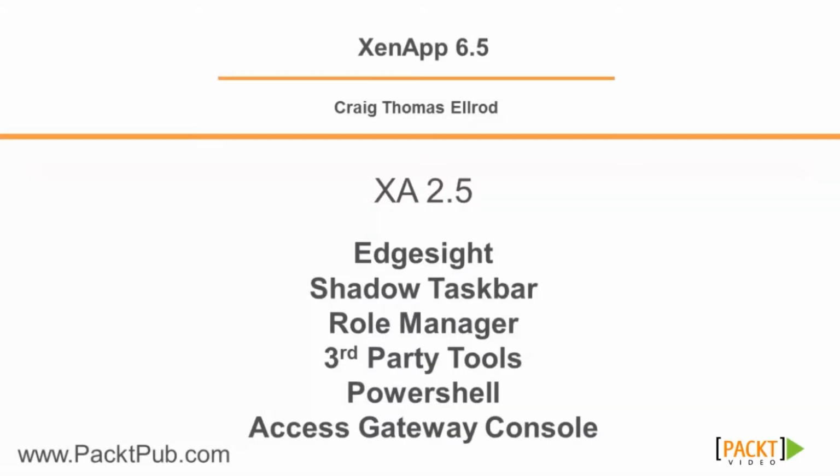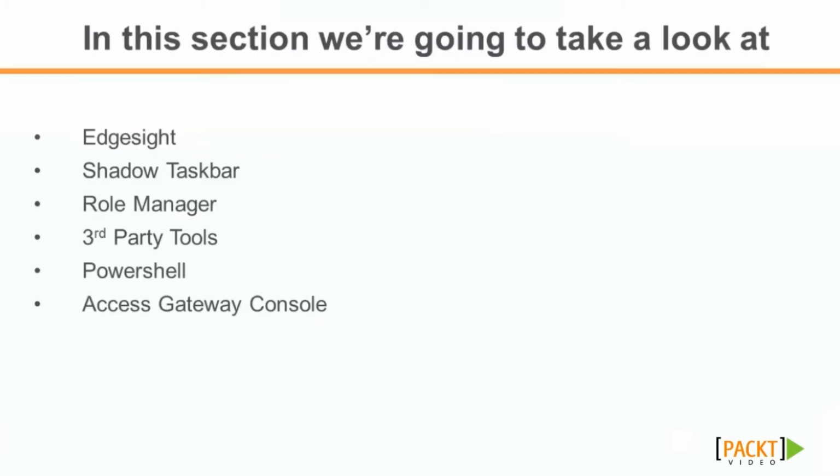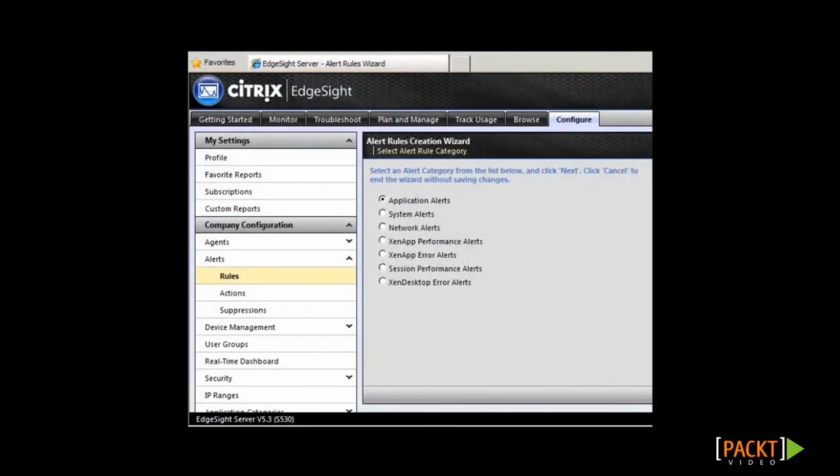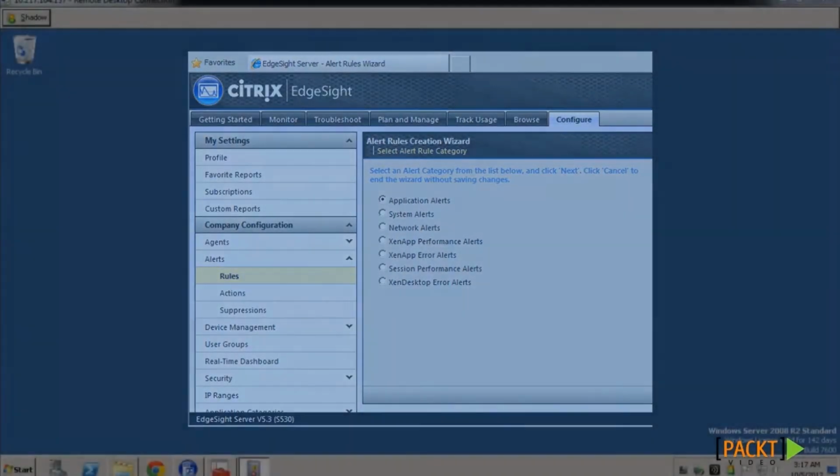Well, let's talk about Edge Site, Shadow Taskbar, Role Manager, third-party tools, PowerShell, and the Access Gateway console. This video gives an introduction or an overview of the XenApp management tools such as Edge Site, Shadow Taskbar, Role Manager, some third-party tools, PowerShell, and the Access Gateway console. Edge Site is a performance and availability management solution for XenApps and desktop and endpoint systems. It monitors applications, devices, sessions, license usage, and the network in real time, allowing users to quickly analyze, resolve, and proactively prevent problems.